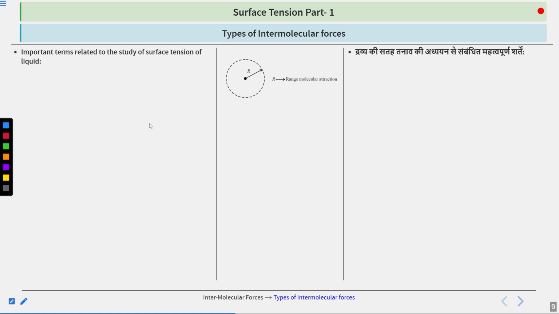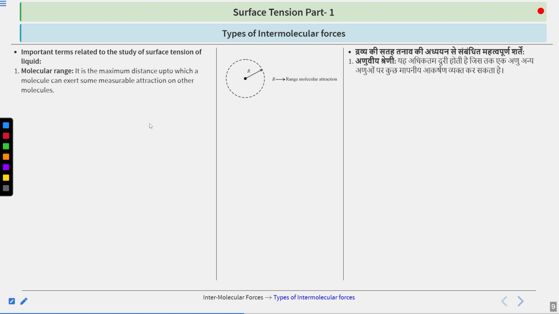Now, important terms that are related to the study of surface tension of liquid. First, molecular range. It is the maximum distance up to which a molecule could exert some measurable attraction on other molecules. It is the maximum distance.